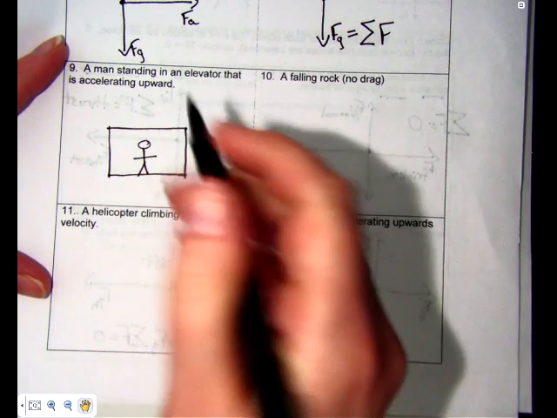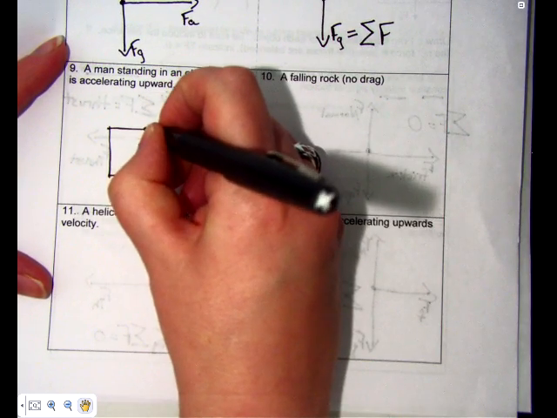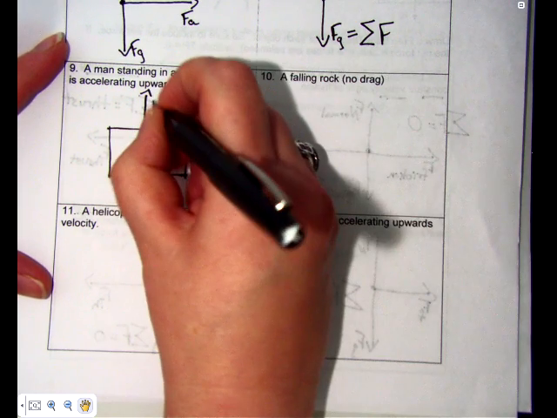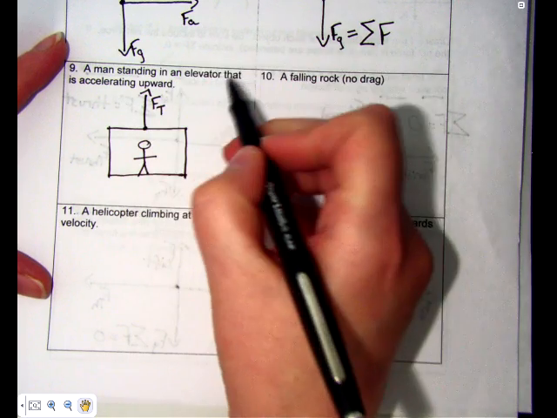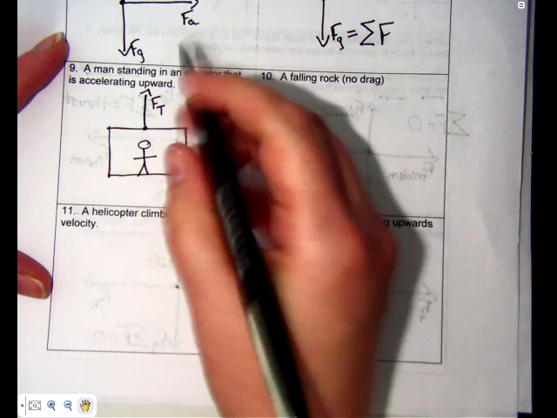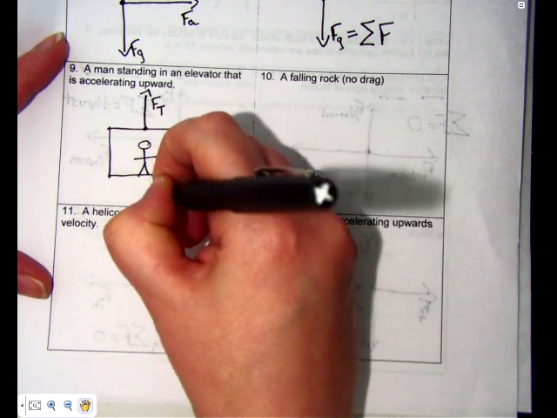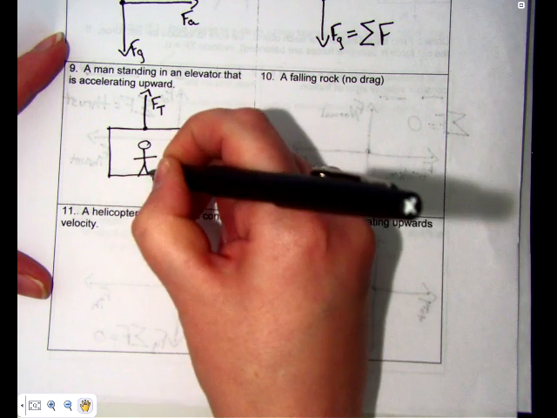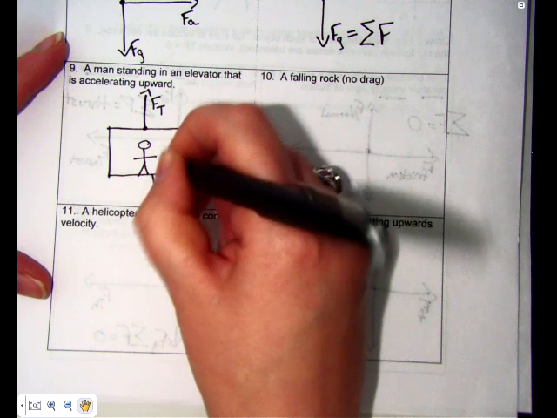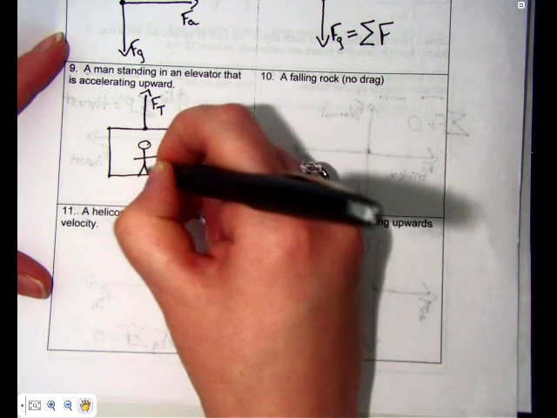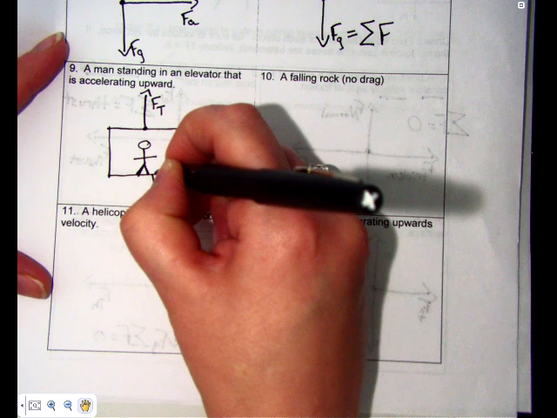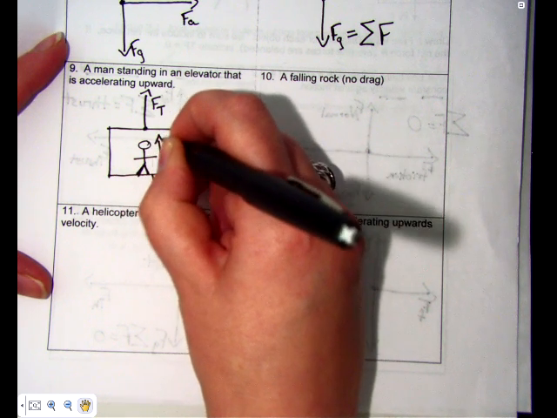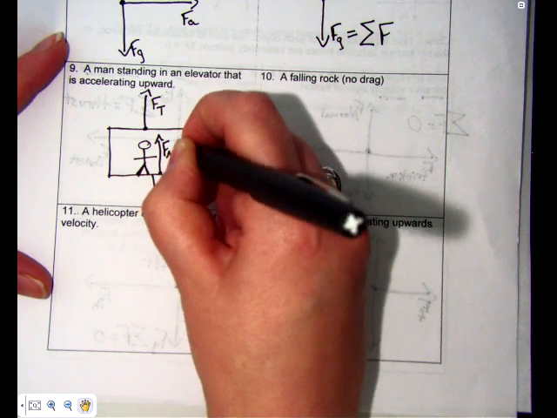This is our elevator. The man is standing in the elevator. There is a cable holding up the elevator, and it is accelerating the elevator upward. There is the force of gravity pulling down on both the elevator and the man standing in the elevator. The man is standing in the elevator, and the floor of the elevator is holding him up. So that's a normal force.